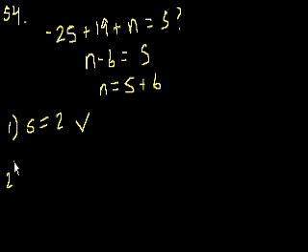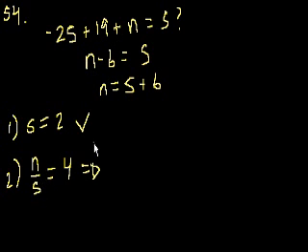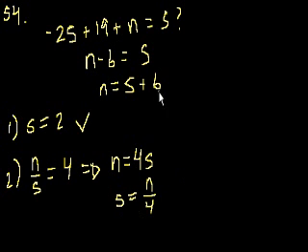Now, statement number 2 tells us n over s is equal to 4. Well, once again, as long as we have some relation between n and s, we could solve for s and then substitute back in, we can solve for n. And to prove it, let me do it. We have n is equal to 4s. We're trying to solve for n, so we could also write s is equal to n divided by 4. And then you can substitute back into that equation. So then you would get n is equal to s, which is n over 4, plus 6. And then you could just solve for n.